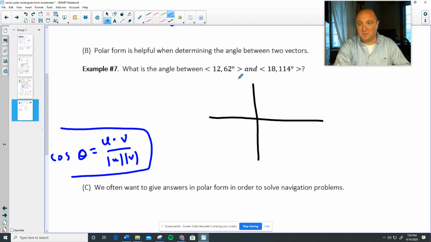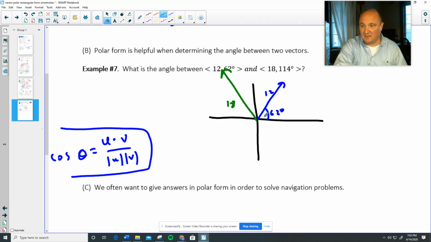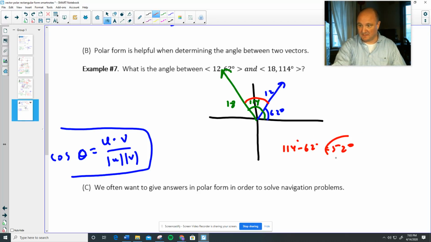If I've got two vectors in polar form, so this is 12, 62 degrees, so that's something like this, because this is the 62, and then I've got 18, 114, so here's 18, and this is the 114. If I want to know the angle between these two vectors, well, I can see that this angle is just the 114 minus the 62. I mean, there's almost no math involved. This is just then 52 degrees.